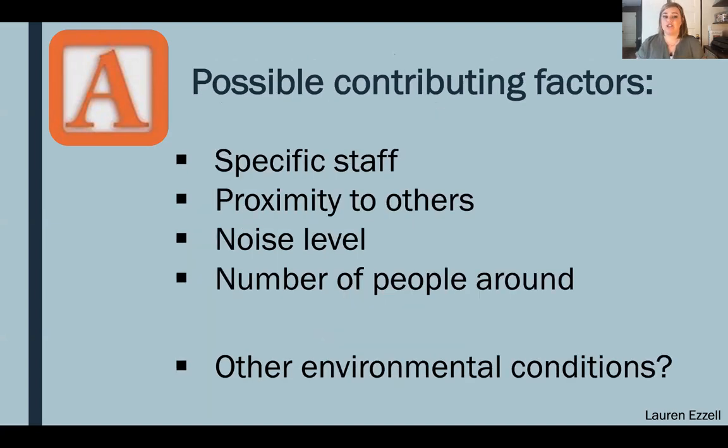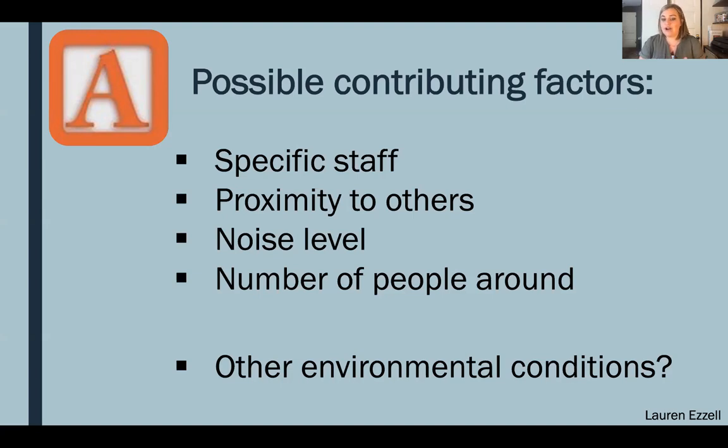Possible contributing factors for antecedents, specific staff. Like I said, is their favorite para in there? And are they not talking to them? Or is there a para that they do not get along with, or a teacher that they just don't gel with? Proximity to others. Are people in their personal space, or are they in other people's personal space? Noise level. How noisy is it? Let's think about kiddos with sensory regulatory issues. Is it really noisy? Is it hard for them to focus? Number of people around. Is it a really big classroom? Are there a lot of kids in there? Or are you in an assembly or the library with a ton of people?